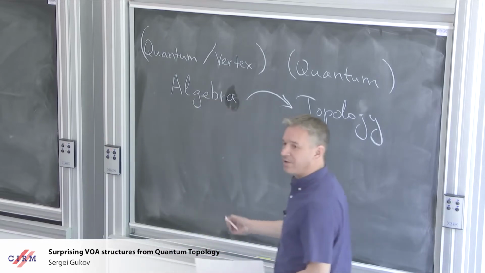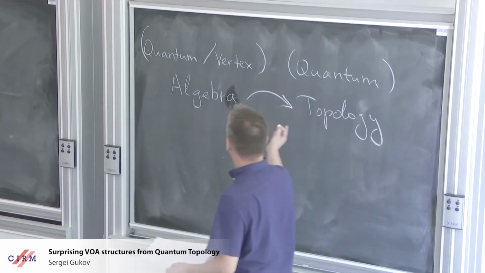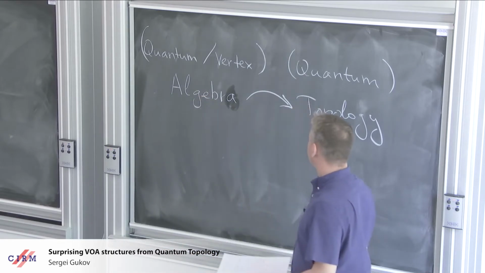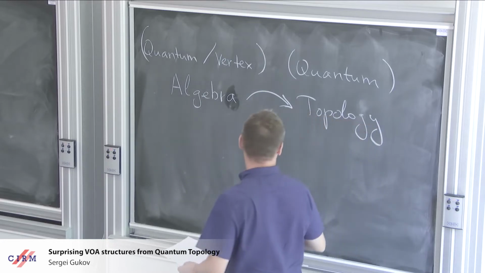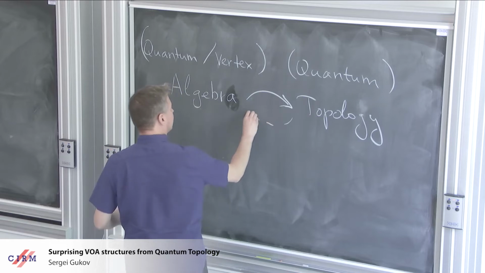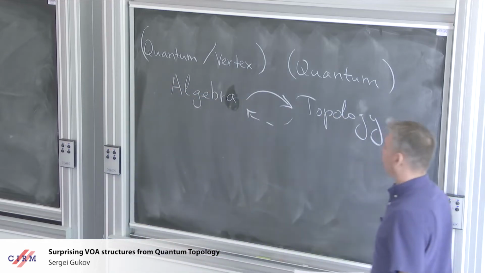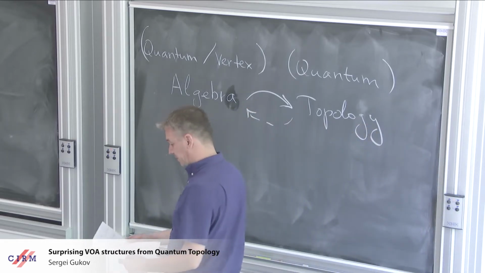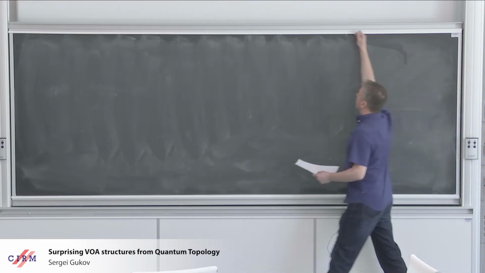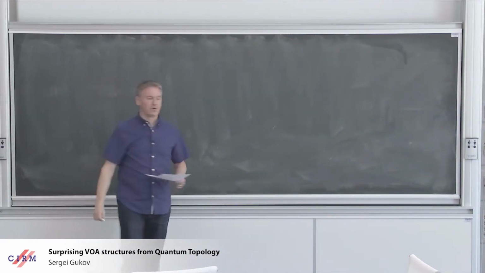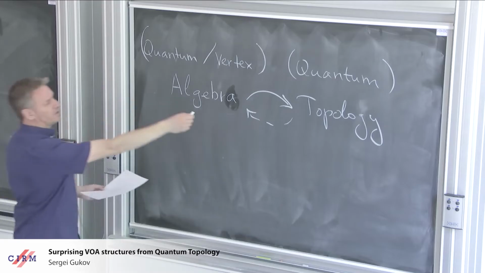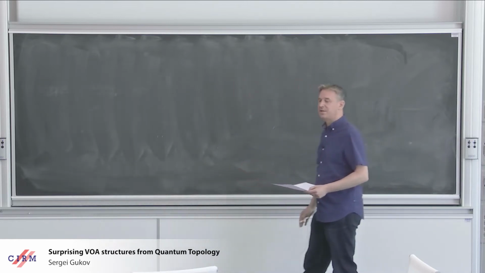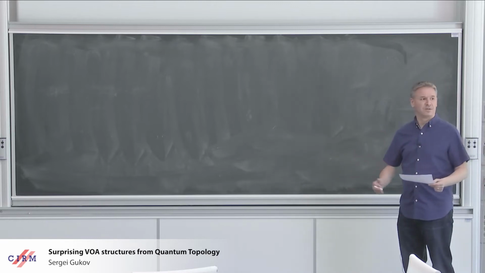And today, part of the surprise will be that there will be a feedback loop, namely a relation in the opposite direction, where quantum invariants of three manifolds and constructions in quantum topology provide something back in algebra, and in particular motivate why certain vertex algebras should exist. But first, let me start with the less surprising direction of this connection, where we go from algebra to topology. And I'll try to make a general table also to explain where some of the things that will be discussed today sit in the big picture.